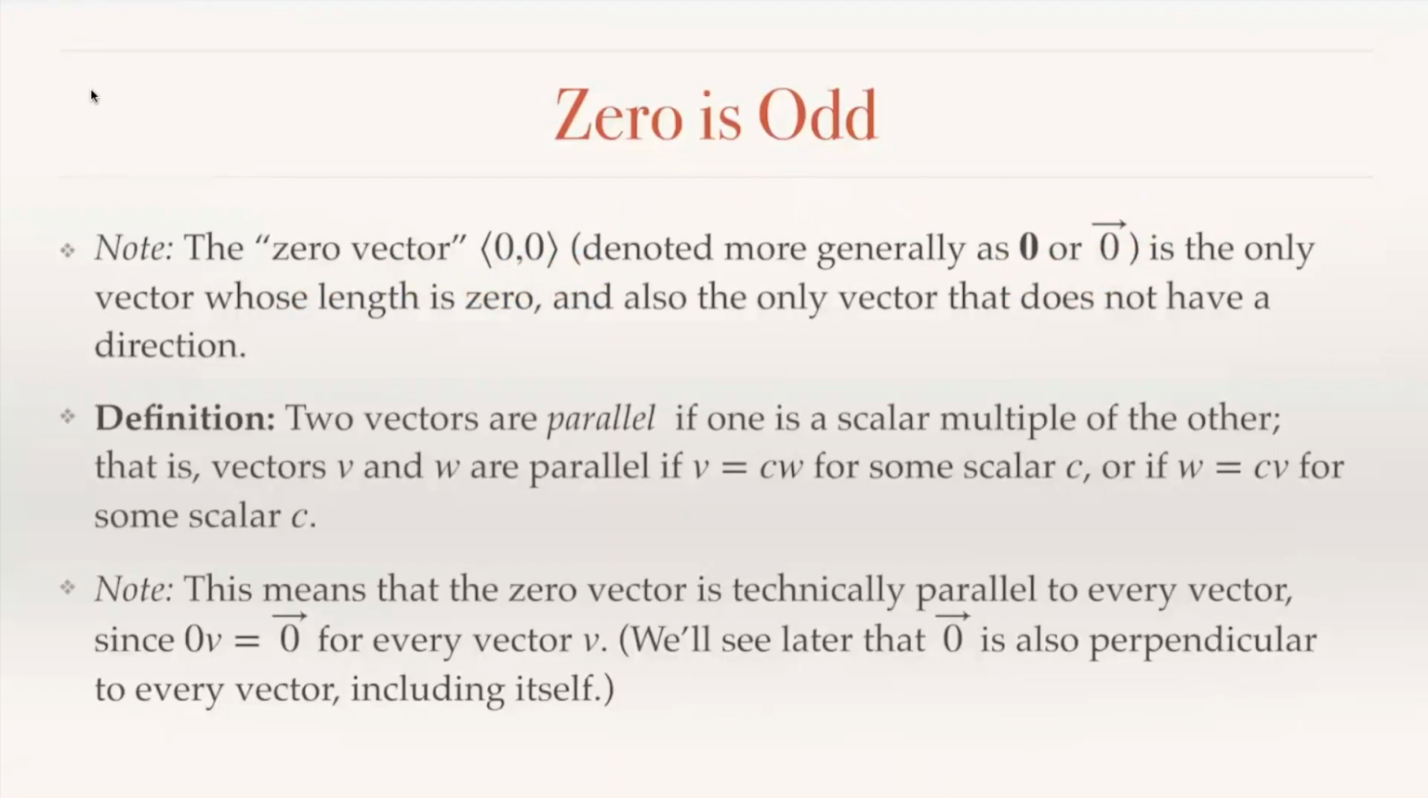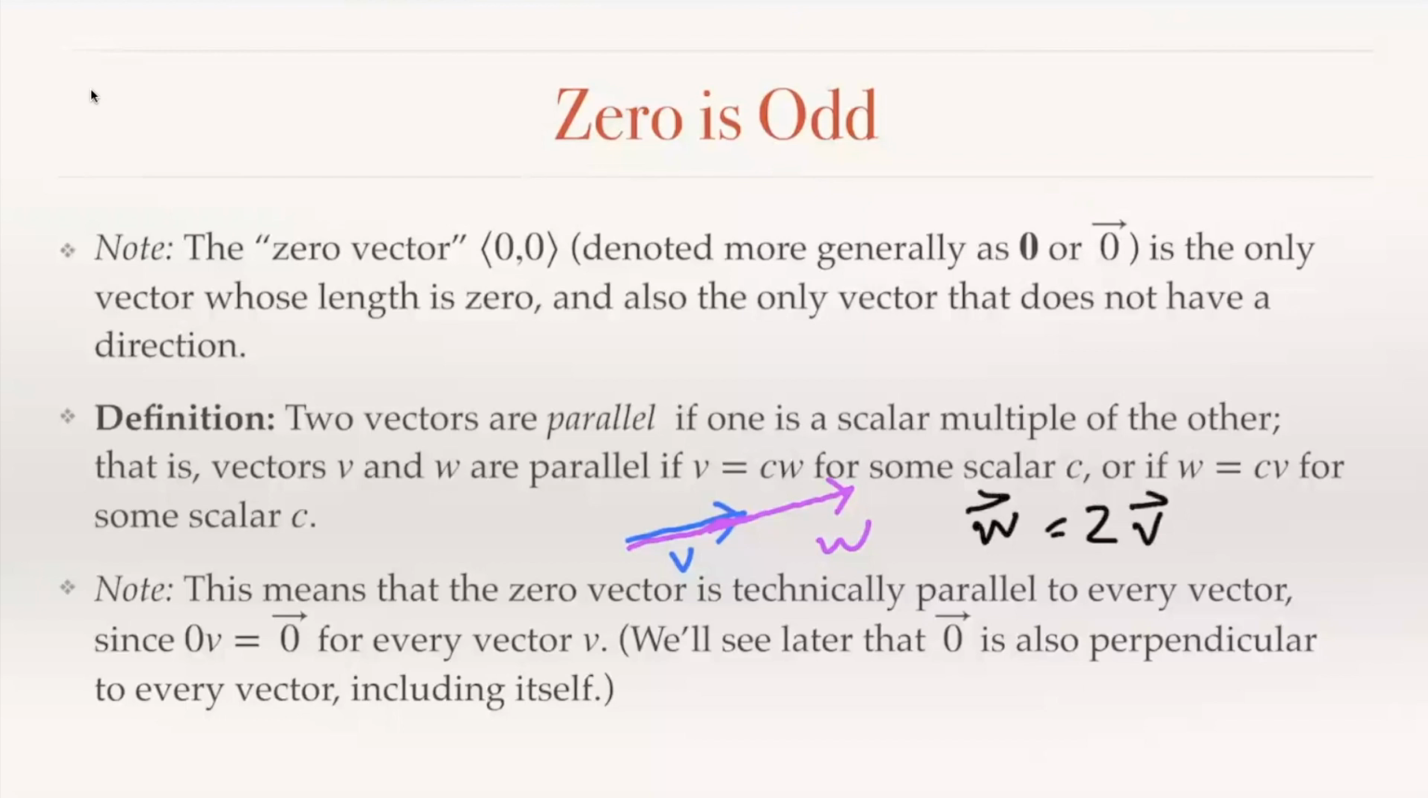Definition: two vectors are parallel if one is a scalar multiple of the other. That is, vectors v and w are parallel if v is equal to cw for some scalar c, or w is equal to cv for some scalar c. Let's visualize this. Here is a vector v, and here is a vector, say, w. Pretend that those are completely parallel. In this case, w is twice the length of v, so w is 2v.